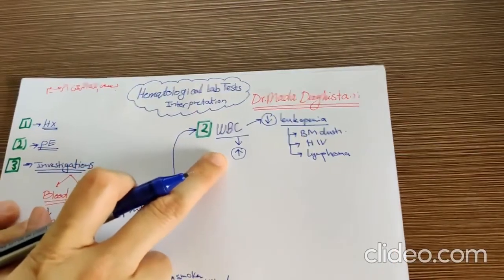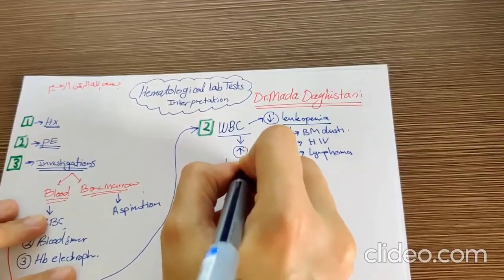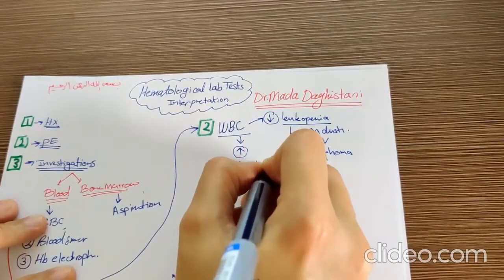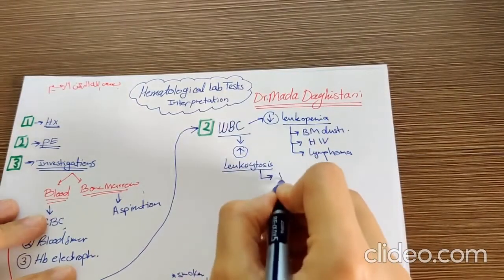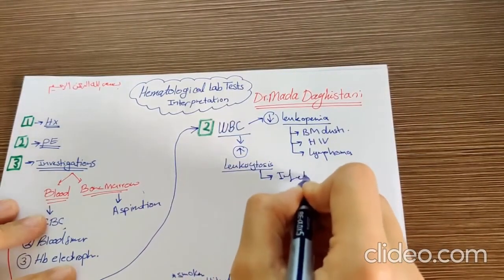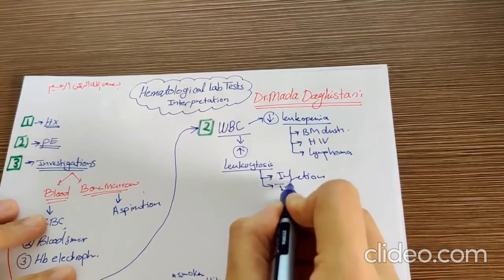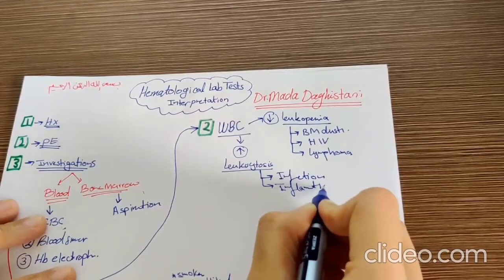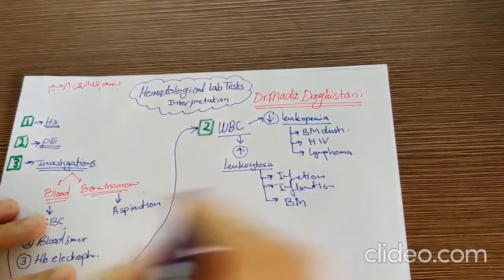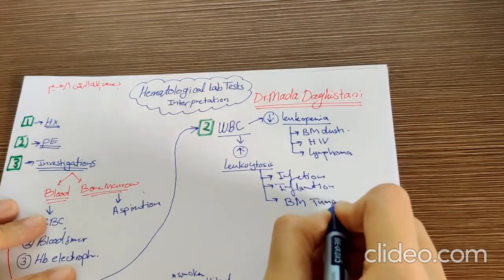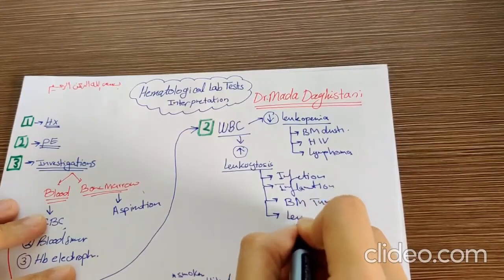Okay, a high level of WBCs means leukocytosis. What are the causes of leukocytosis? We have infection. We have inflammation. We have bone marrow tumor, and we have leukemia.